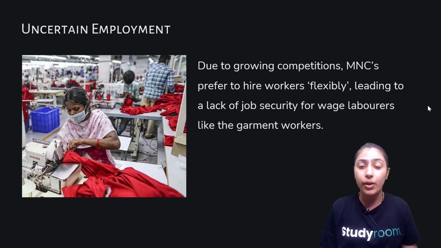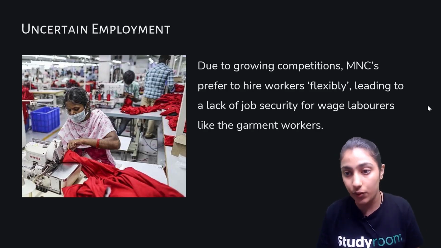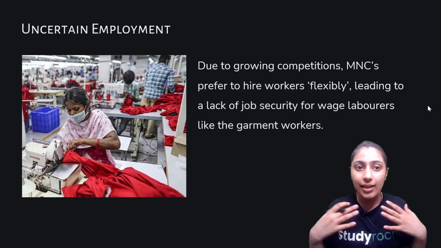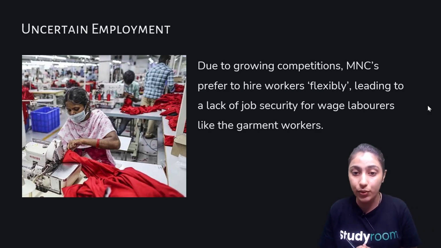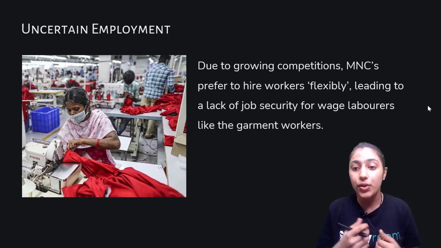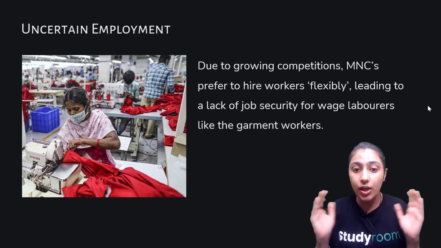Okay, so it's because of the growing competition. What MNCs generally prefer is to hire workers a bit flexibly, which leads to a lack of job security among the wage laborers.